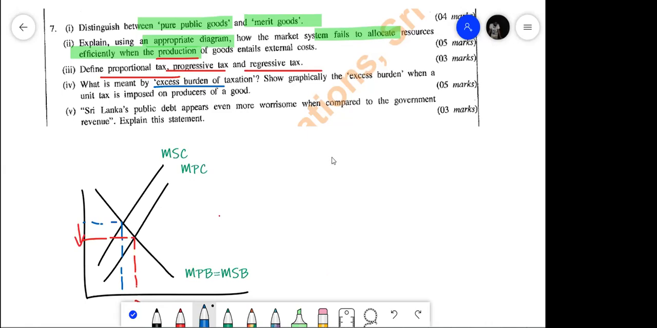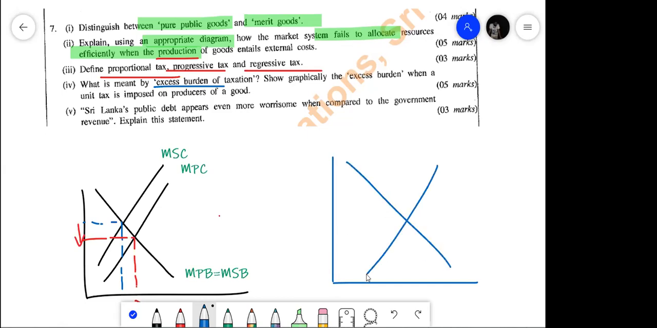When you have your normal demand and supply, that's the demand curve, that's the supply curve, you have equilibrium. When there is a tax, what happens, guys? When there is a tax, the supply curve shifts to the left. So there is a leftward shift of this supply curve. The moment it shifts to the left, there is an excess tax burden that will be created. So which one is the excess tax burden? It's this area.